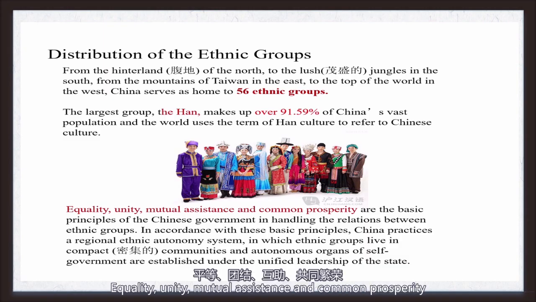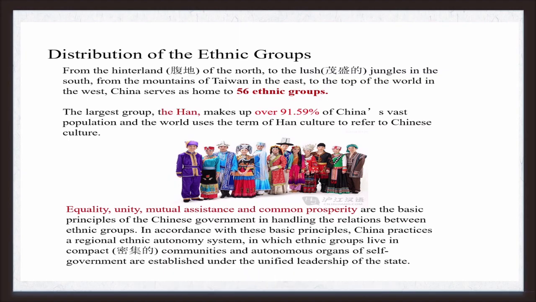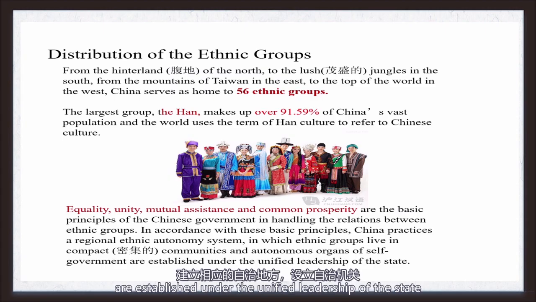Equality, unity, mutual assistance, and common prosperity are the basic principles of the Chinese government in handling the relations between ethnic groups. In accordance with these basic principles, China practices a regional ethnic autonomous system in which ethnic groups live in compact communities and autonomous organs of self-government are established under the unified leadership of the state.